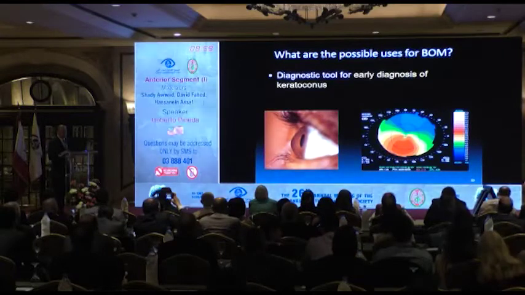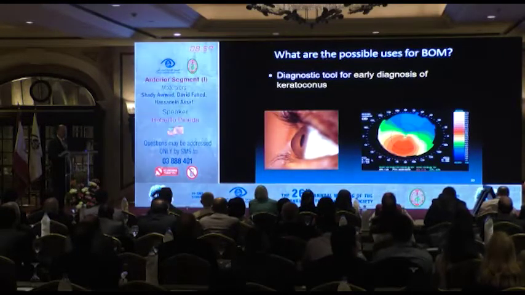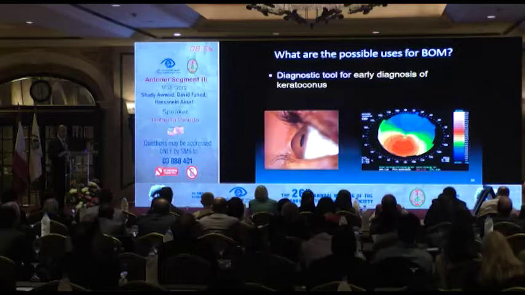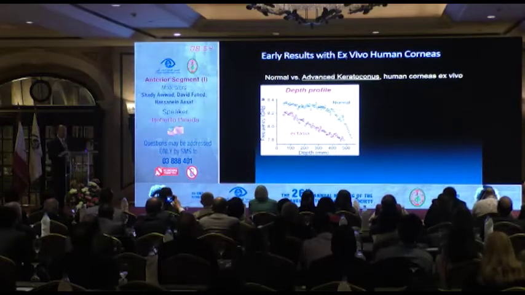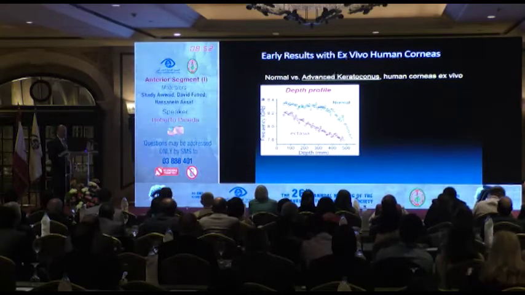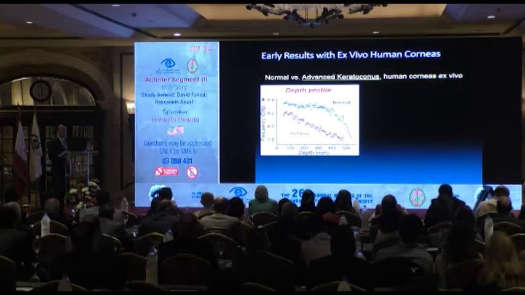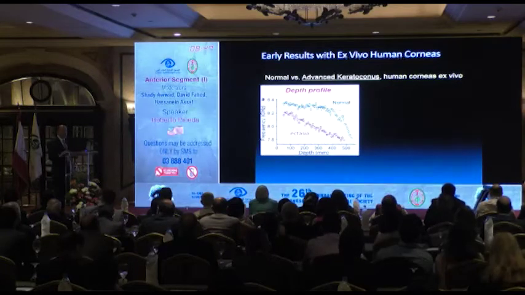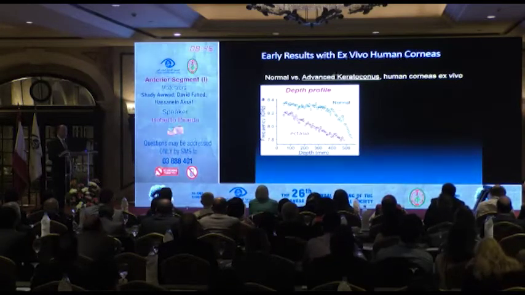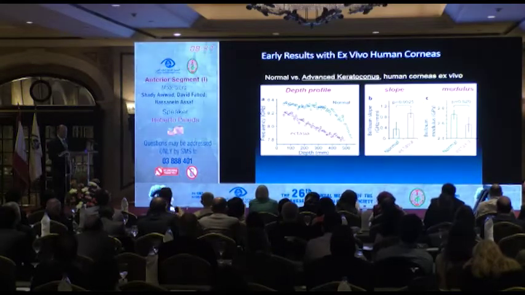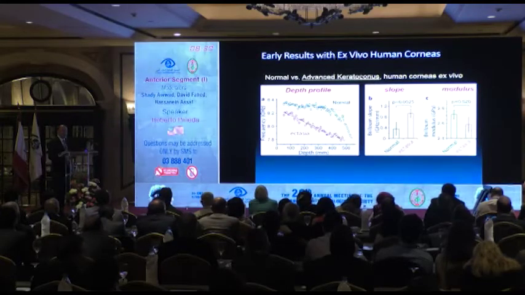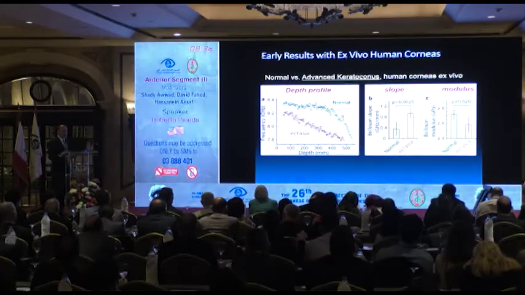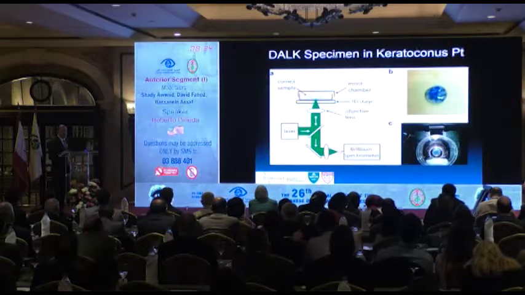Other possible uses included as an early diagnostic tool for the diagnosis of keratoconus. If we look at a patient, these are ex vivo corneas, but if we look at normal versus ectatic cornea, you can see the slope is much steeper here than the normal kind of slope one and slope two, which is consistent with what we know about keratoconus, and likewise the slope and modulus of the Brillouin measurements also are consistent with that. We can look at adult specimens.